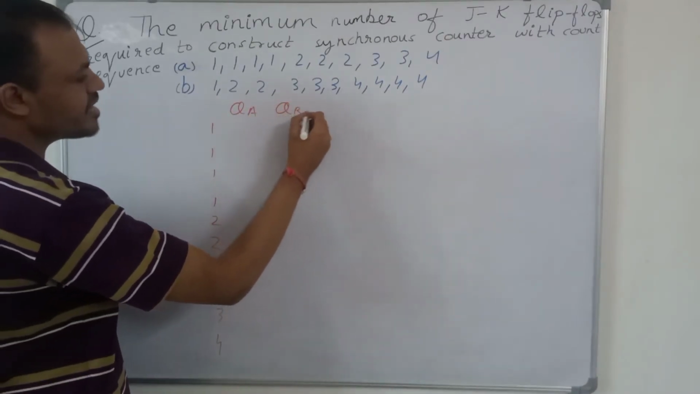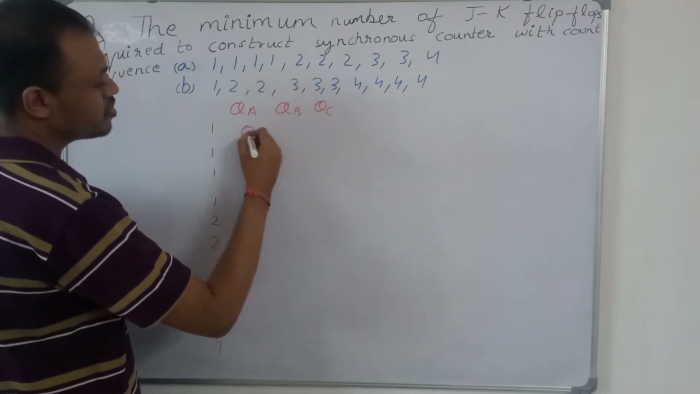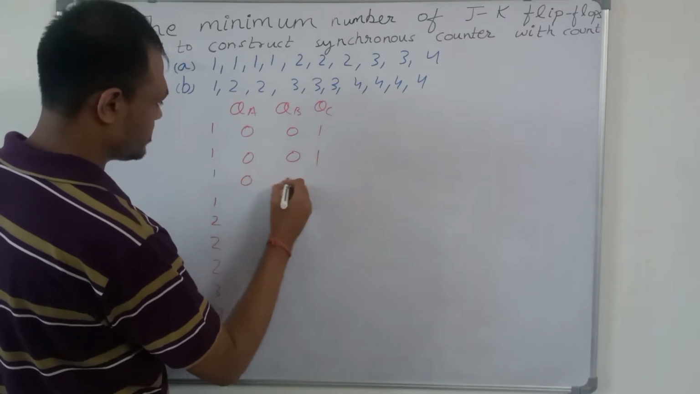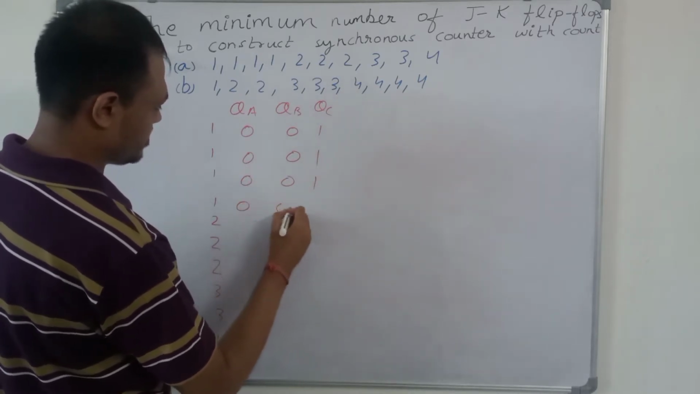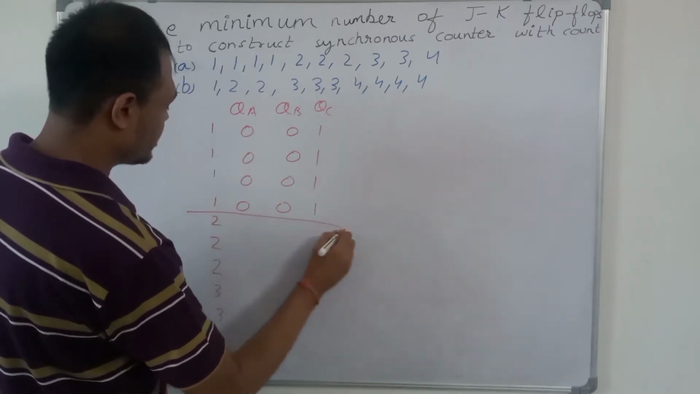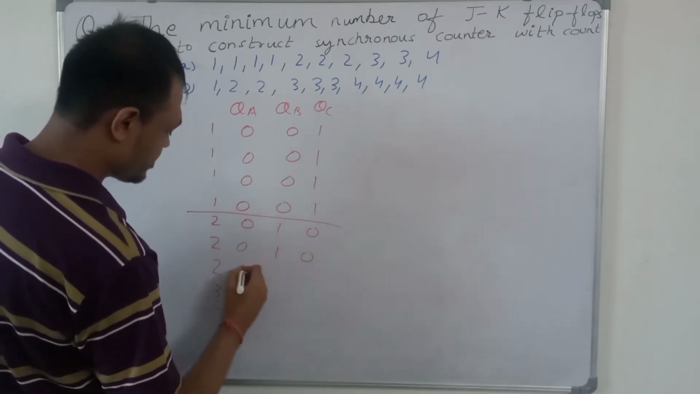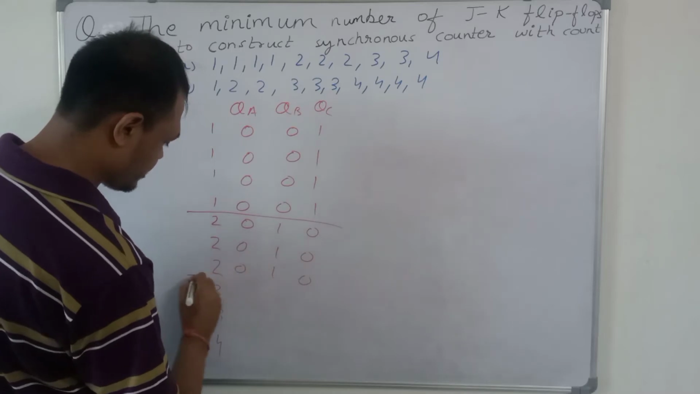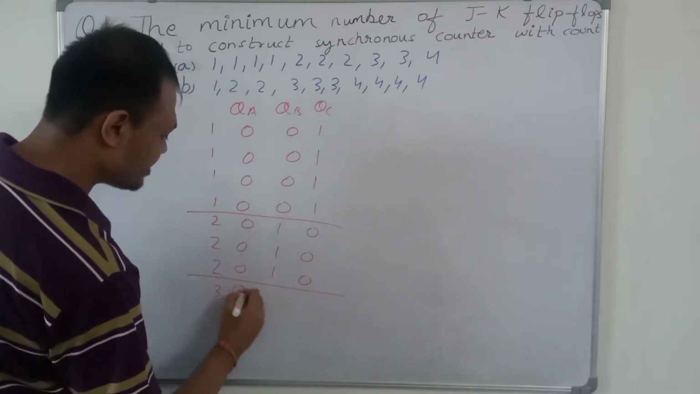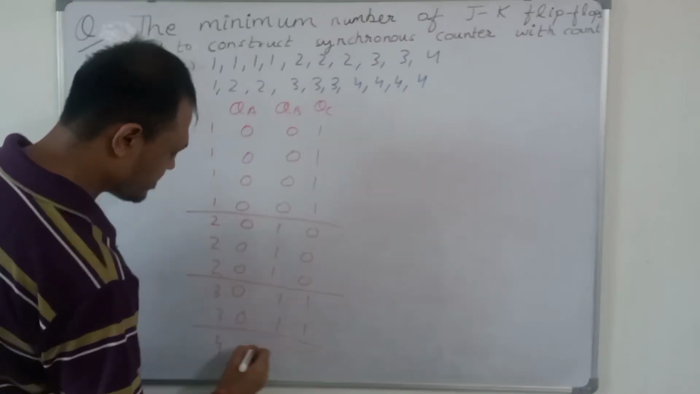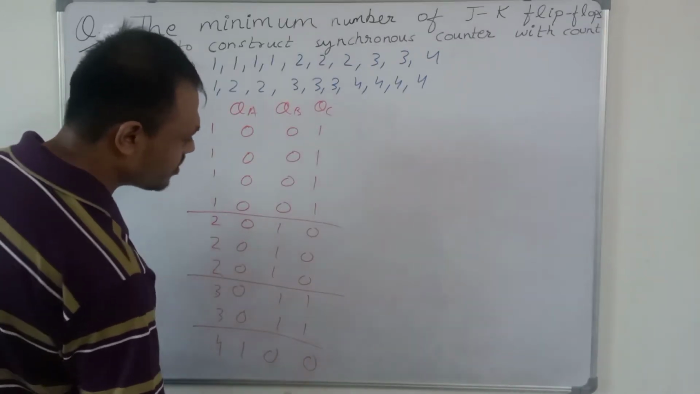So QA, QB, QC. 1 will be represented by 0 0 1. Then 2 will be represented as 0 1 0. Then 3 as 0 1 1. And 4 as 1 0 0.